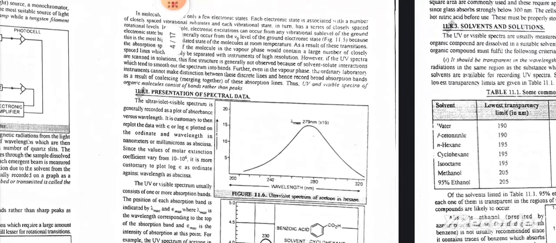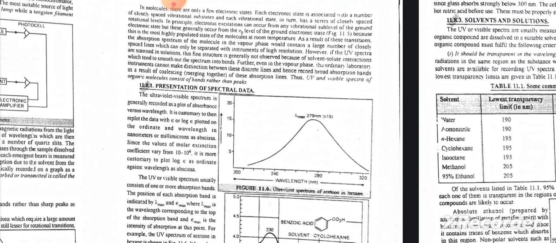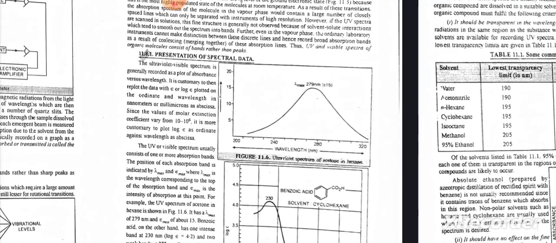Further, even in the vapor phase, ordinary laboratory instruments cannot make a distinction between these discrete lines and hence record broad absorption bands. As a result of coalescing, merging together, of these absorption lines, the UV and the visible spectra of organic molecules consist of bands rather than peaks. And here is the presentation of spectral data.